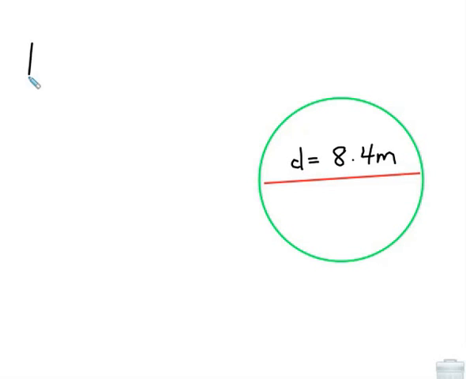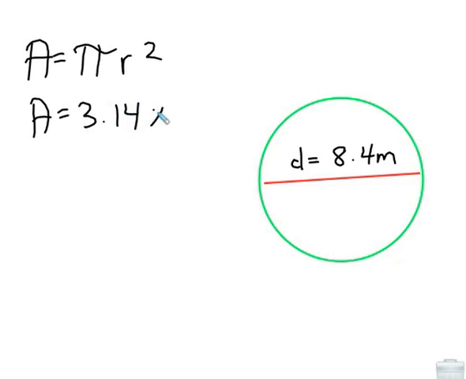So we go back to our area formula. Area equals pi times the radius squared. So area equals 3.14. So far so good. Times the radius. Uh-oh. Oh, I know this. Oh no, I don't know. It's 4.2. Yes. Don't shout out.